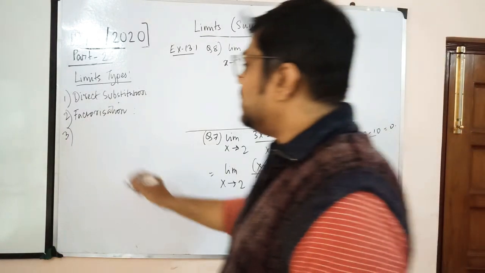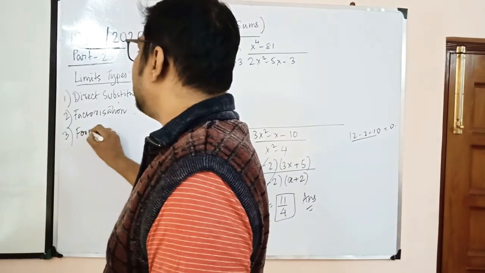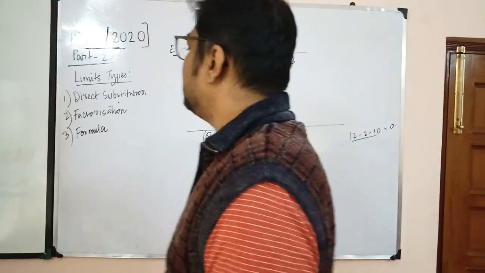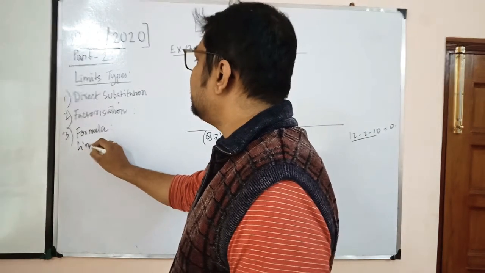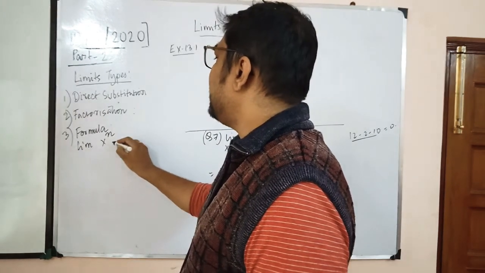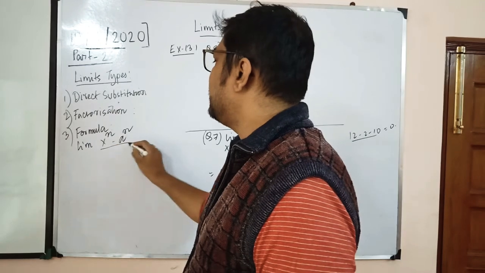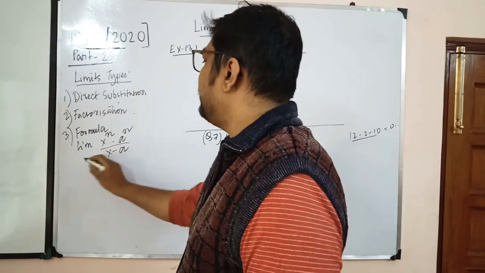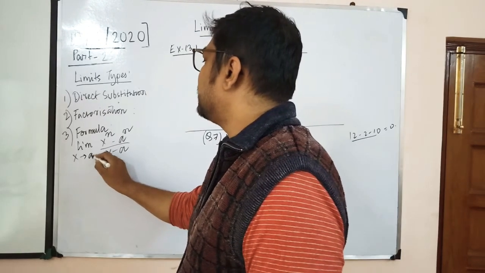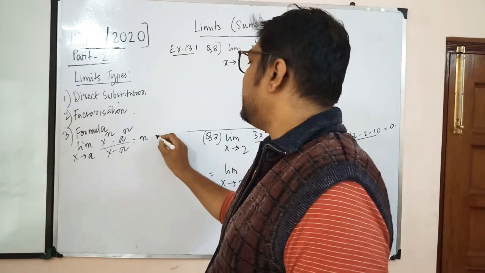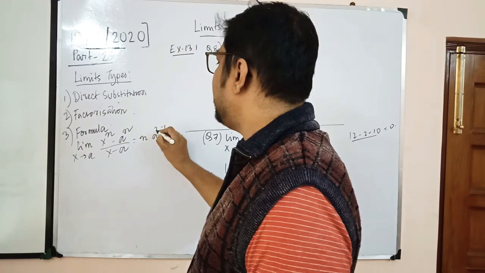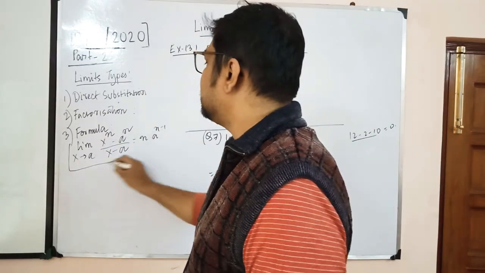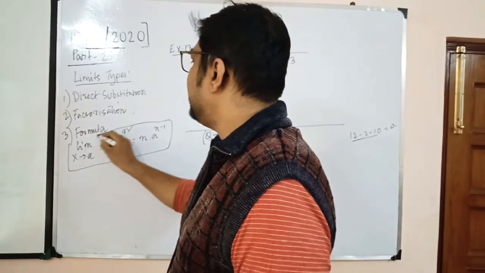So I write here a formula, algebraic formula type. The formula I give you, that is limit x to the power n minus a to the power n by x minus a, where x tends to a, is n minus 1. Okay, I write here clearly n minus 1. So this is the formula I write for you.